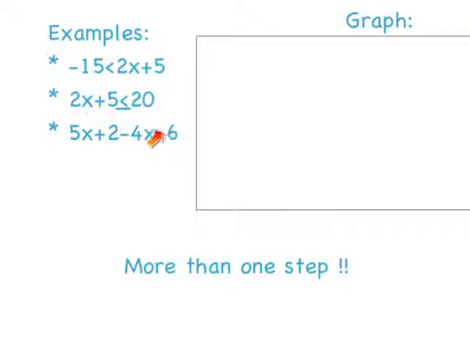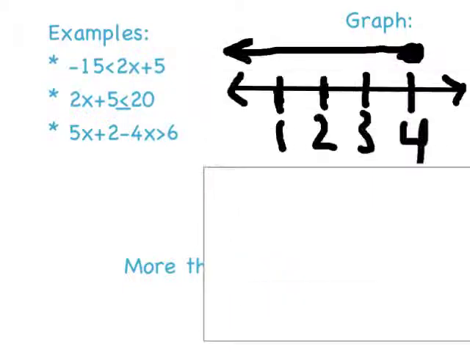Here are a few examples of inequalities with multi-steps. To solve these inequalities, you need to use more than one step, as the name implies. Also, you have to graph them. The graph will look like this. Notice the circle and the line. This is because the inequality that the graph is representing is using a less than or equal to sign.